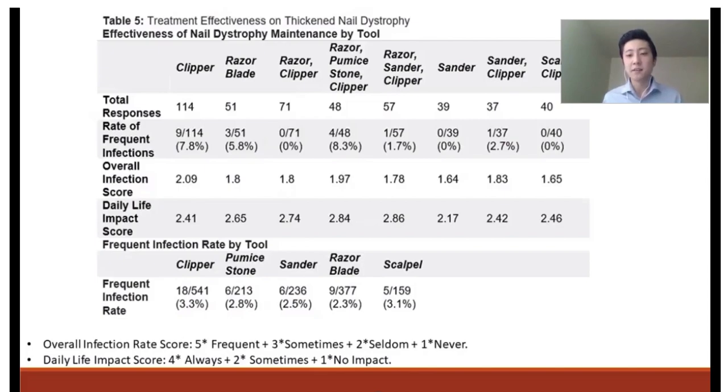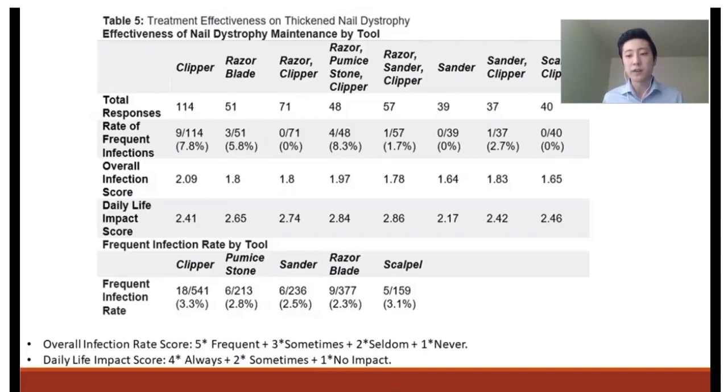In our analysis of the effectiveness of common methods used for nail maintenance in PC, we observed the absence of a standardized maintenance protocol for thickened nails. There was a large variation of survey responses, with over 35 unique combinations of tools reported in the survey. The most common methods to manage thickened nails were clippers only, clippers and razors, and clippers, razors, and sanders.